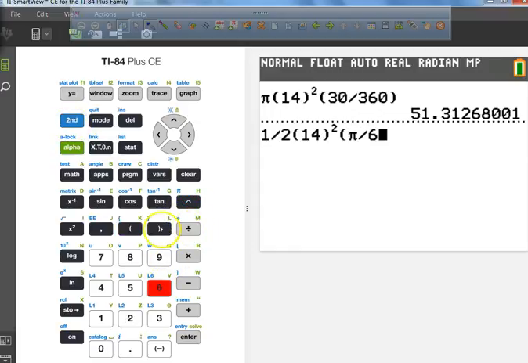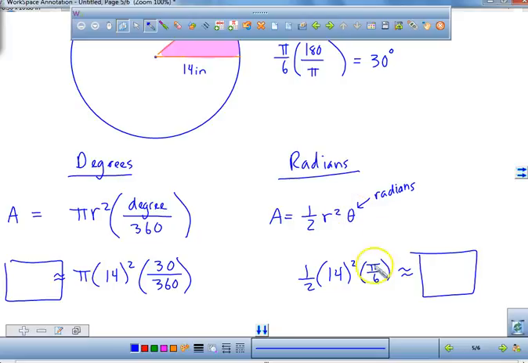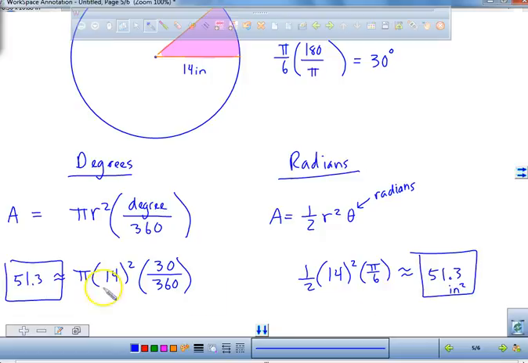Why does this have pi r squared and that doesn't have another pi? Because in radians, it's already in terms of pi. And you get the exact same area. No matter which formula you use, you get the exact same area. So our answer was 51.3. Now make sure you give it a name. Call it inches squared.